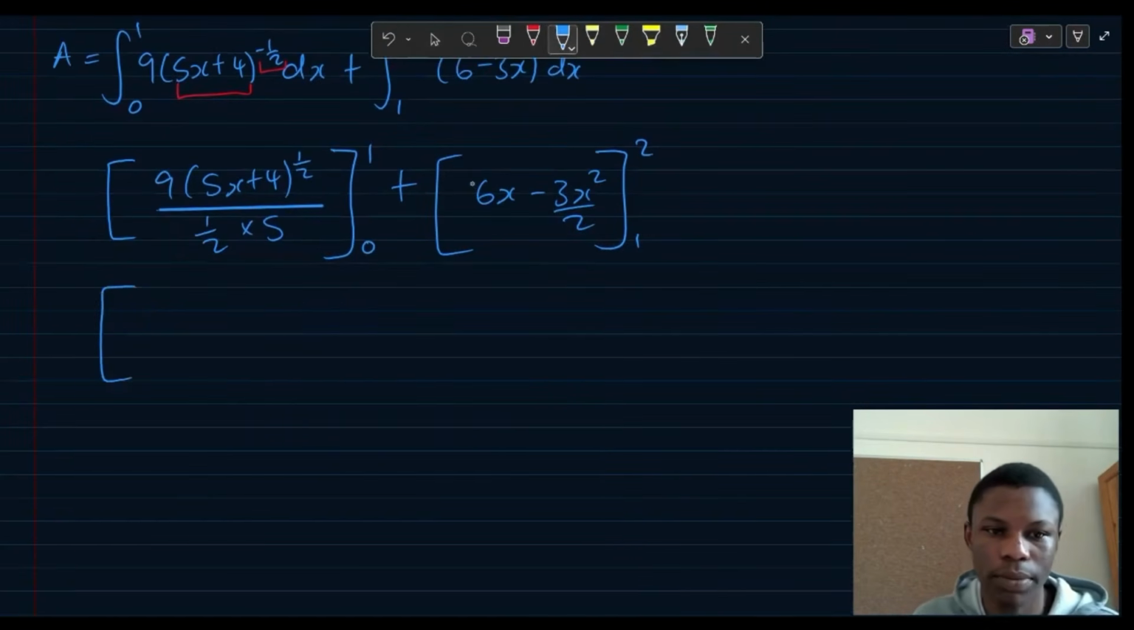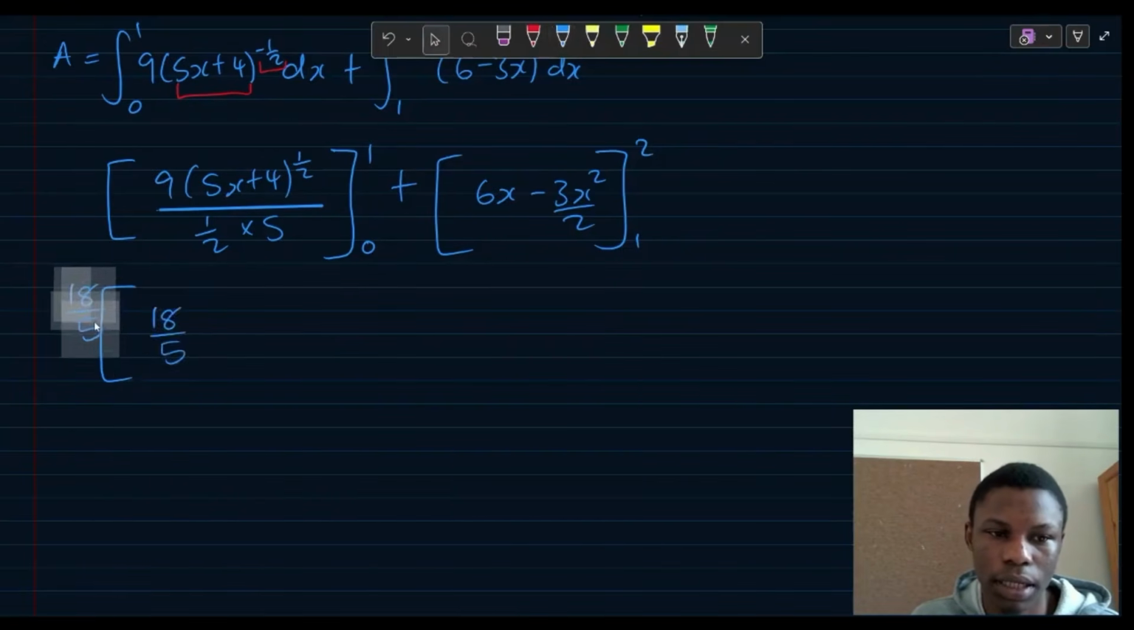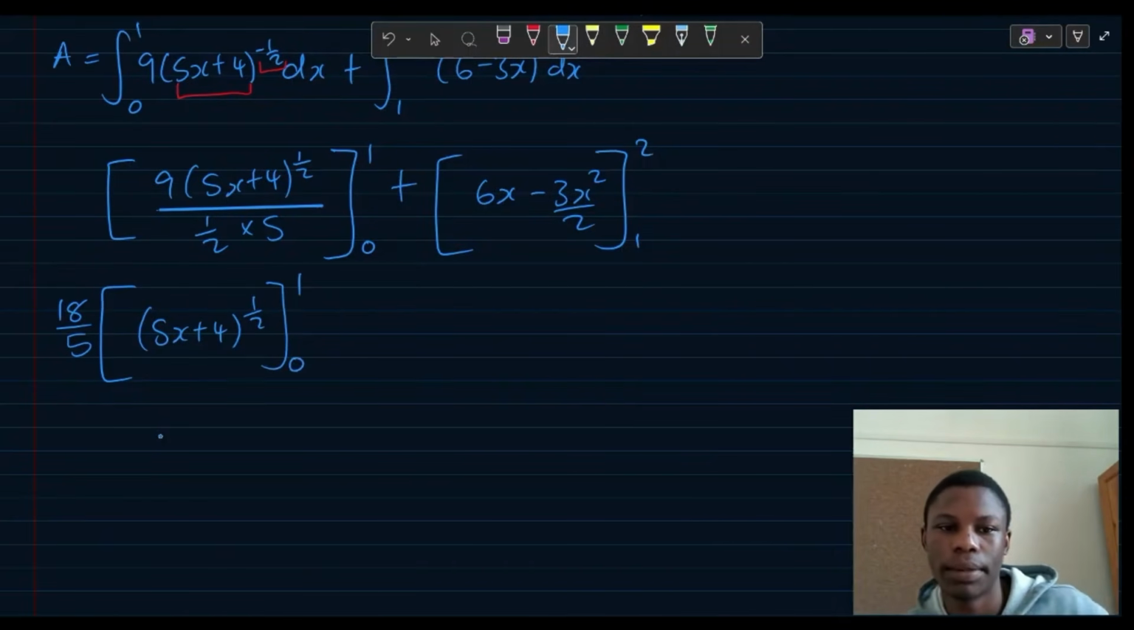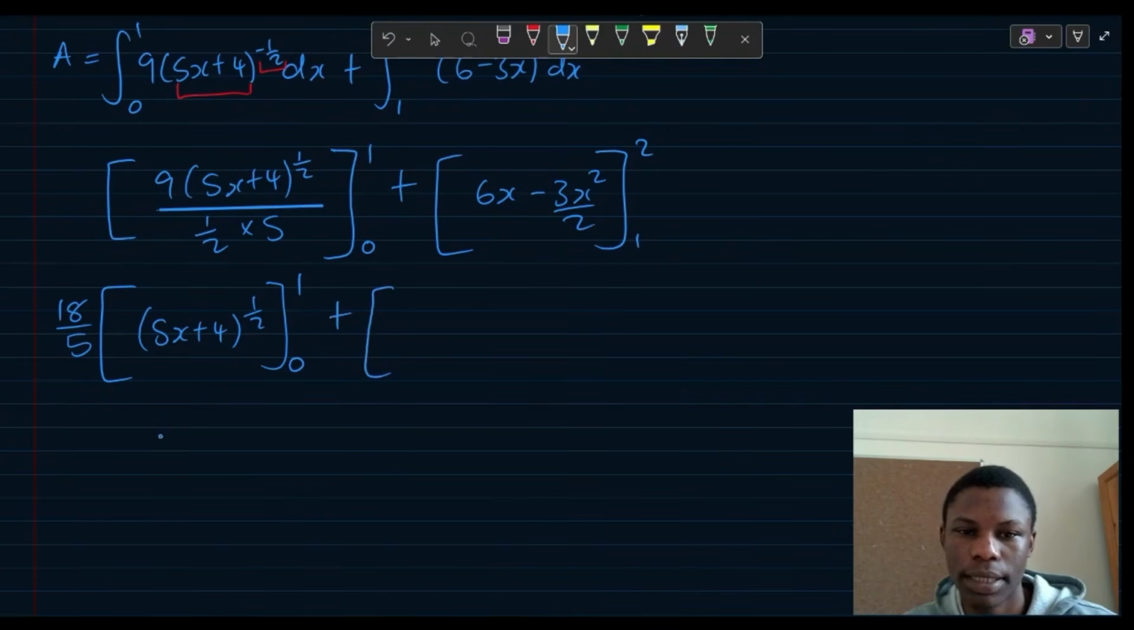And let's maybe simplify the first bracket. We've got 9 over 0.5 times 5, which is 18 over 5. And in fact, I can take the 18 over 5 outside the bracket so that it doesn't complicate things. And so I've just got 5x plus 4 to the half. And this is from 0 to 1, plus the 6x minus 3 over 2 x squared from 1 to 2.